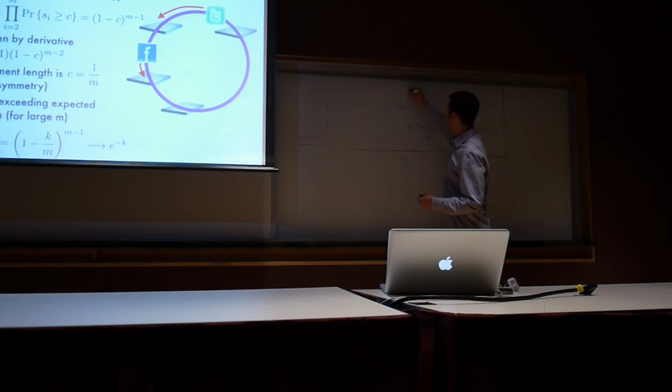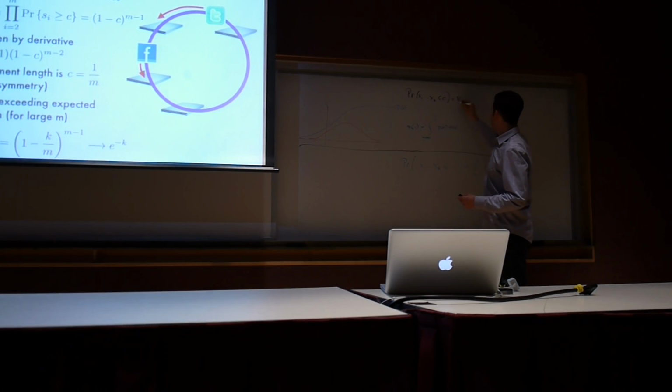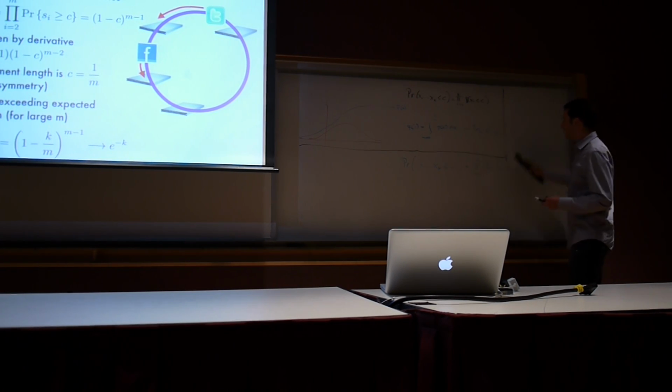So the probability that x1 through xk less equal than c equals the product over the probabilities for each individual element 1 to k of xi less equal than c. Right?